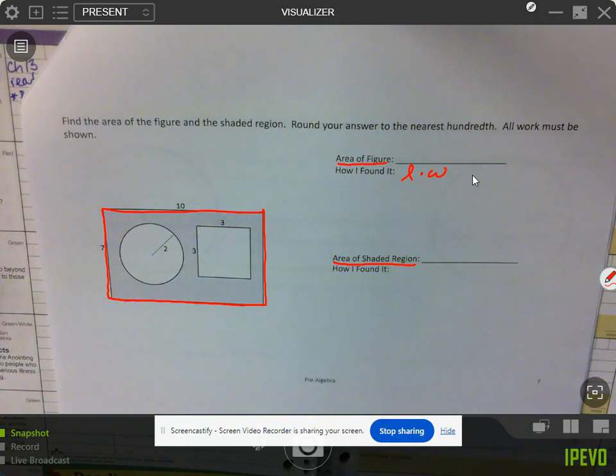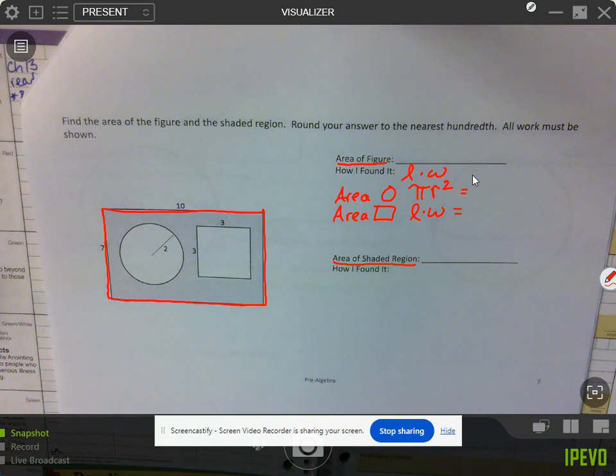I'm going to find the area of the circle and the area of the square. Those are my 2 white ones that I want to subtract out. And then I'm left with the shaded. How do I find the area of a circle? Pi r squared. How do I find the area of a square? Length times width.